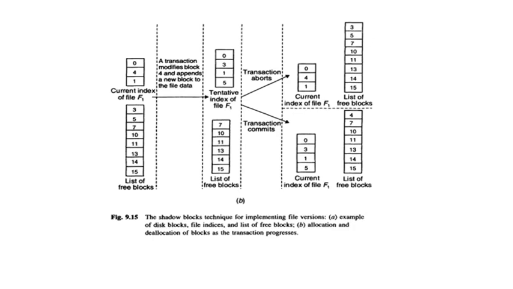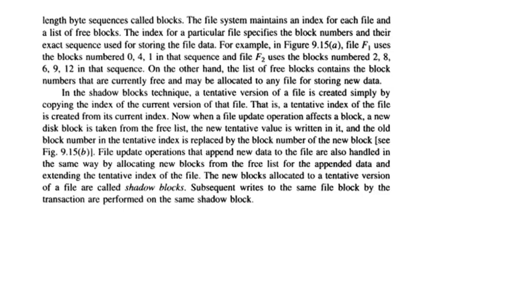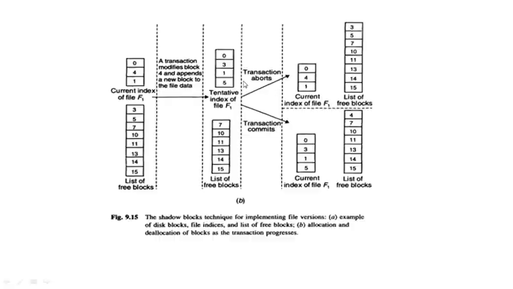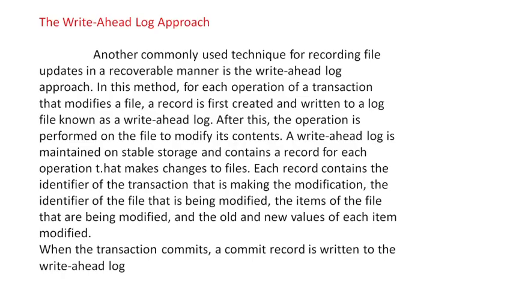Instead of copying the entire file for each transaction, which is what we did in the file version approach, where it might be wasteful and somewhat prohibitive when there are large files. So this shadow technique allows optimization, meaning it gives optimum results, and it allows the tentative creation of a version of a file without the need to copy the full file. This point is important. Without copying the entire file, it gives the chance to update.